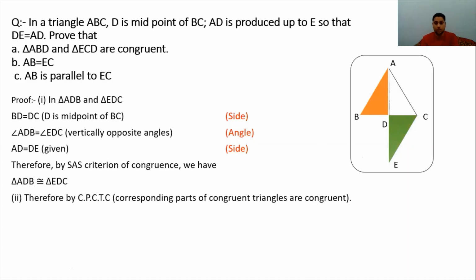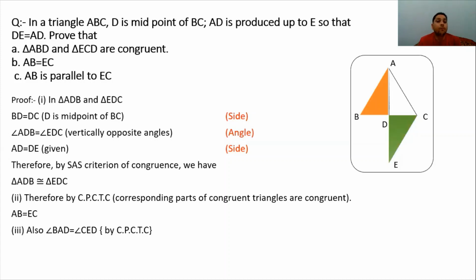Now next, the second part that we have to prove is that AB is equal to EC. If we compare these two triangles, corresponding parts of the two triangles are equal by CPCT. So the rest of the parts of the triangles are also equal. So we can say that side AB is equal to side EC, or CE.